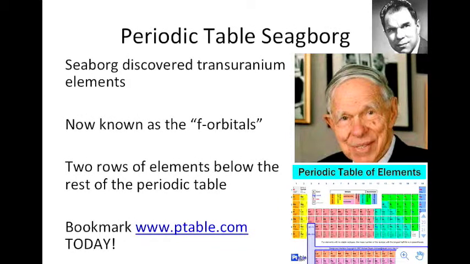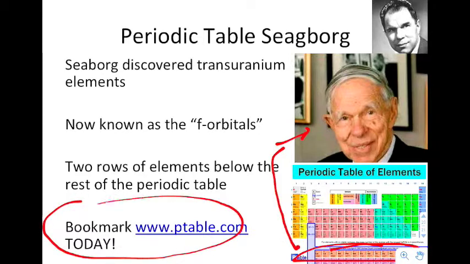And the final thing we needed to do is include something called the transuranium elements. The transuranium elements are what we now know as the f orbitals. They're these bottom elements that are pulled out of the periodic table. They were discovered by a guy named Seaborg, and Seaborg now has his own element to recognize his contributions to the periodic table. Like I said, these are the ones pulled out at the bottom of the periodic table. We won't use them very much in this class, but they are the final piece of the periodic table. Now, you should bookmark the site ptable.com today because it's going to be very useful in giving you information you need to move through the rest of this class.